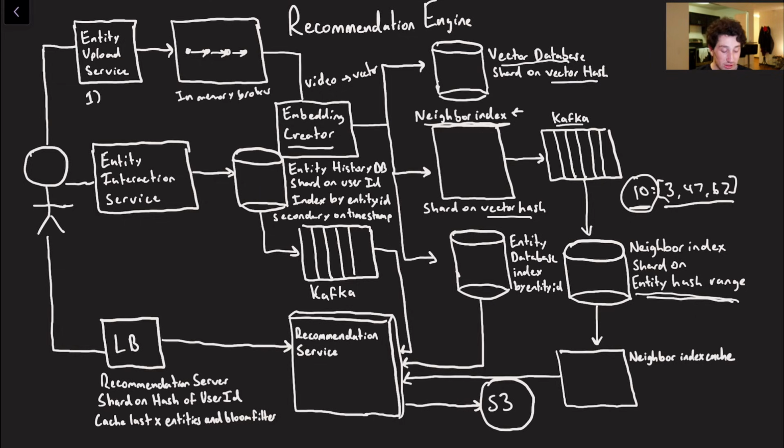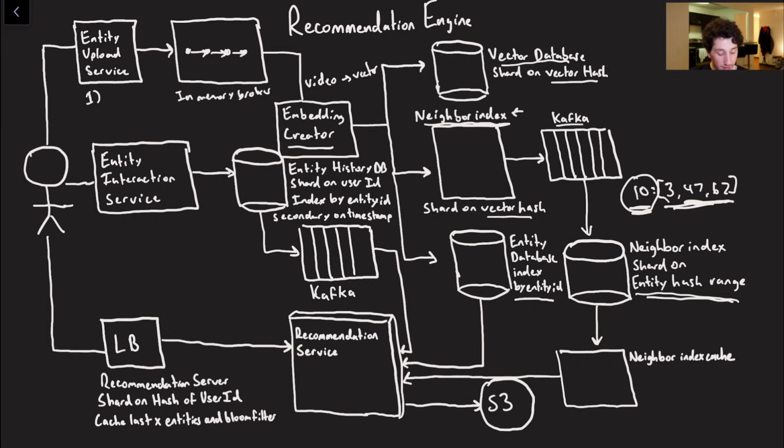In addition to updating our neighbor index, as I mentioned, so that this way we can make sure that new videos are included in recommendations, we also actually want to put the mapping from 10 to its particular vector into the entity database over here. We can just index these by the entity ID and shard them accordingly.